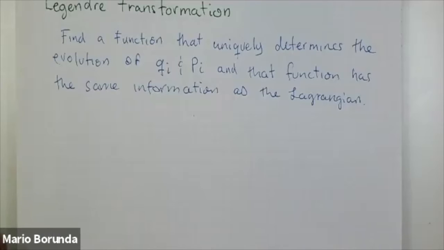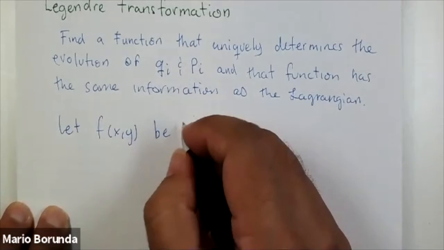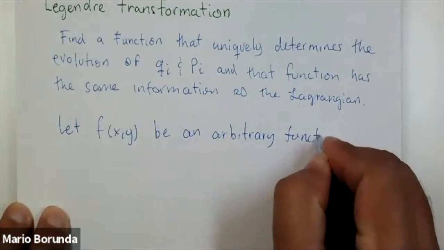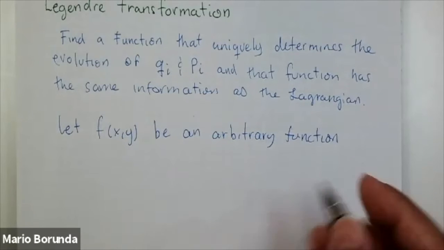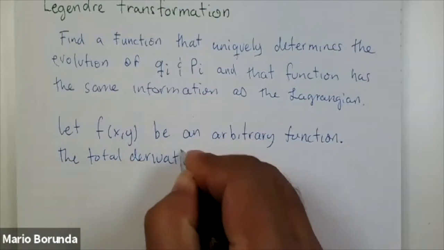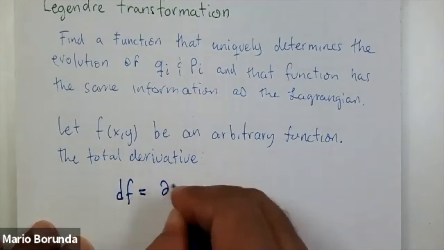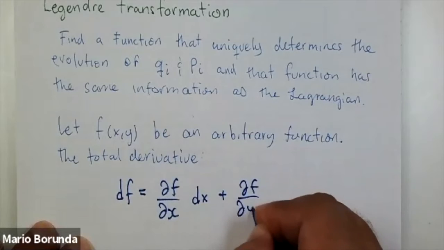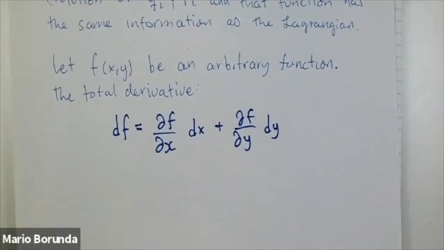What we want to do is take an arbitrary function, f of x, y, and take its total derivative, which is this one plus that one, because those are the two parameters that it has, right?